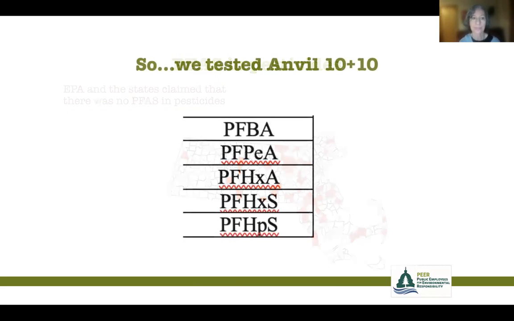Next. So I asked EPA, I asked DEP in Massachusetts if Anvil had PFAS in it, and they said, no, no way. They asked EPA, EPA said, no, absolutely not. I didn't believe it because I just had to check for myself. So we tested Anvil 1010, and we found these 5 PFAS in the Anvil. Next.